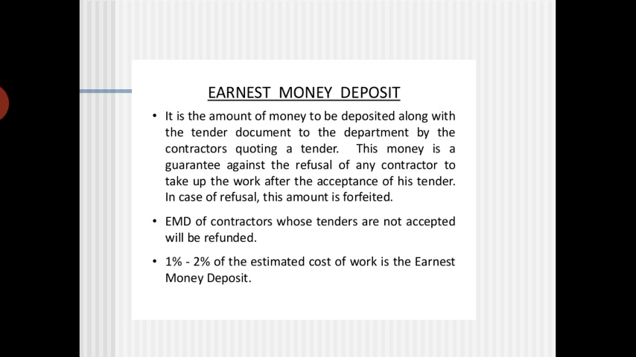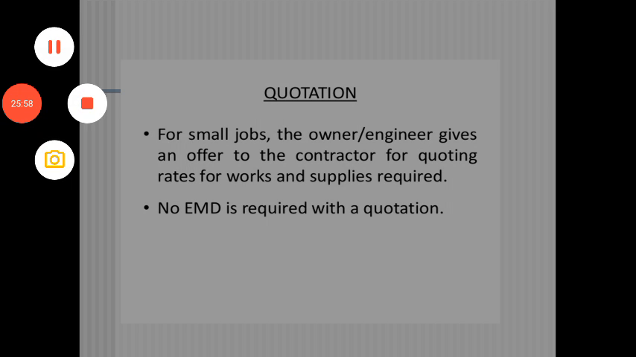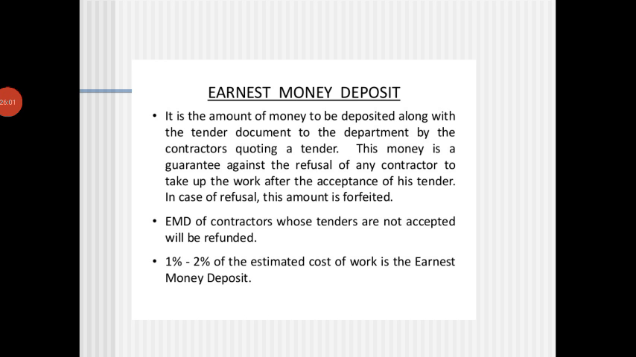So earnest money deposit. Previously, we were discussing the earnest money deposit. It is the amount of money to be deposited along with the tender document to the department. It has to be deposited during the tendering process. Normally, if the tender is not allotted to you, they will give this money back. If the tender is allotted, they will keep the earnest money deposit with the government organization only, or the person who is awarding the tender.